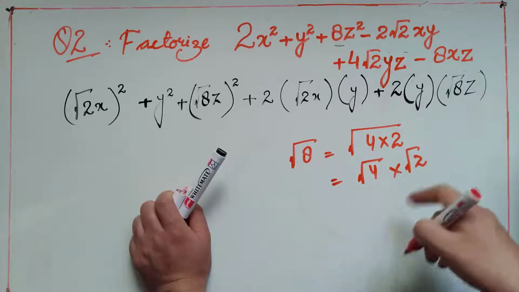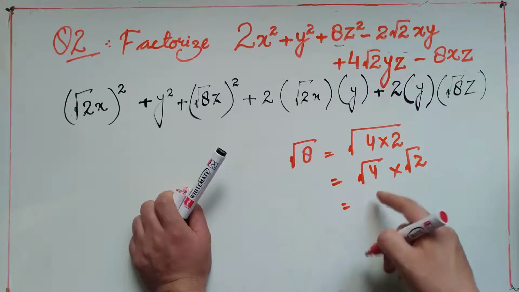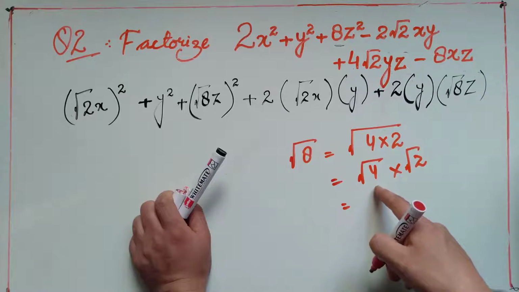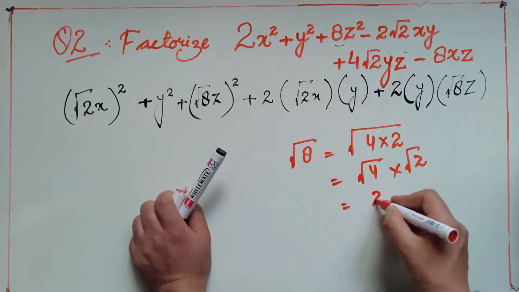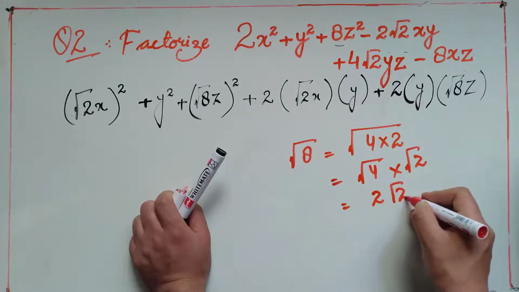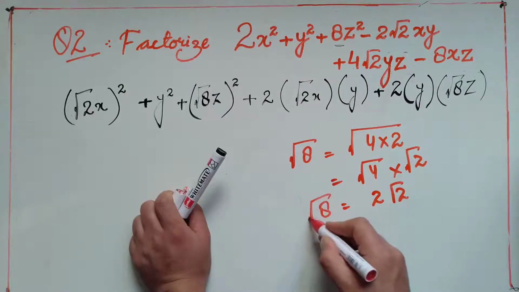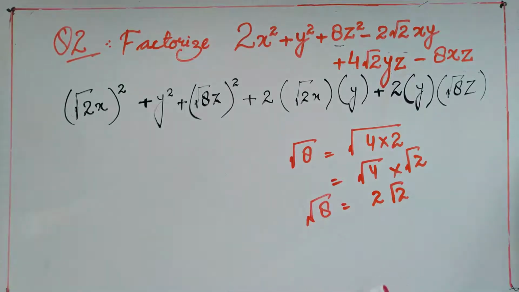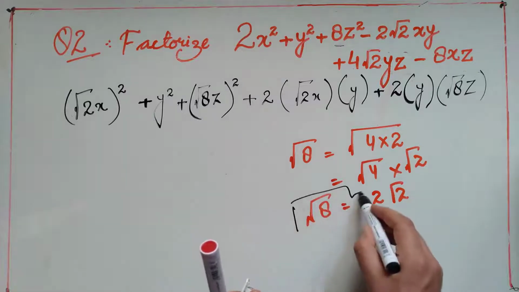I can divide the root between the two numbers. We know that root of 4 is 2 because 4 is a perfect square. So root of 4 equals 2. That is 2 root 2. That means root of 8 can also be written in the form of 2 root 2.